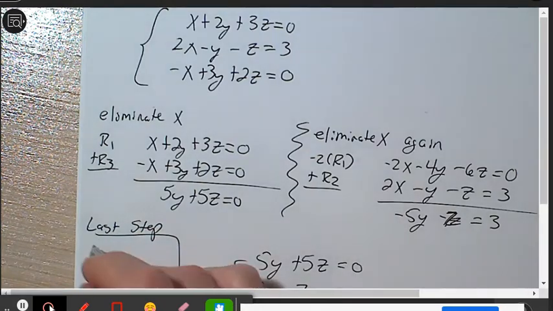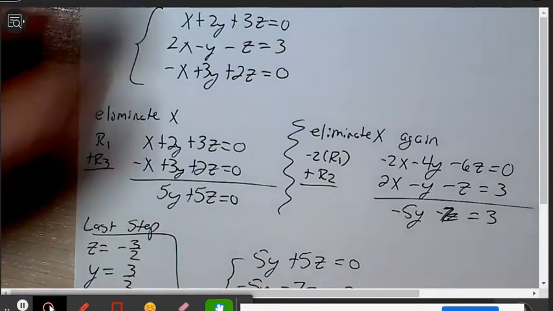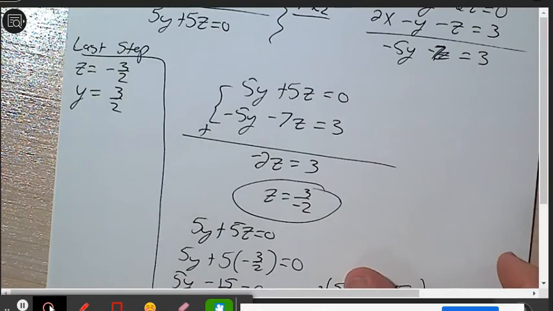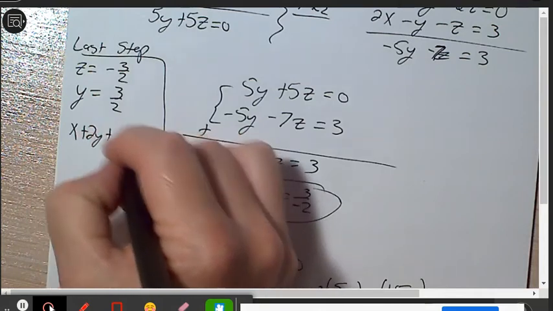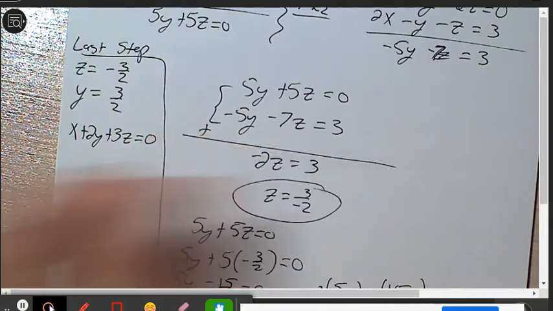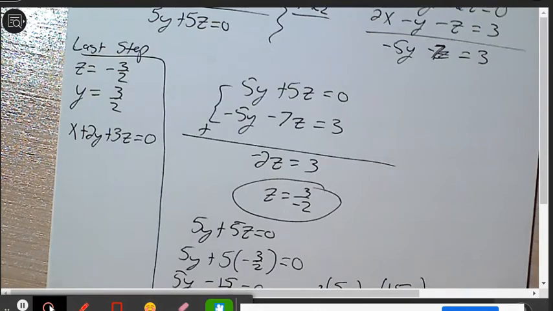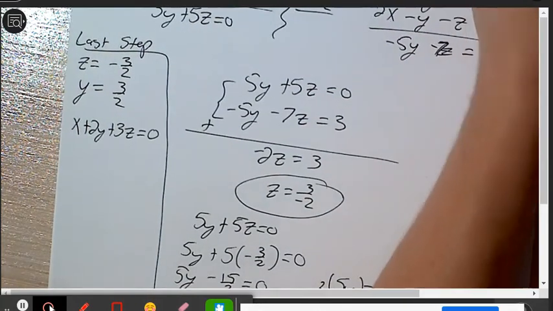We've got that z is equal to negative 3 over 2. y is equal to 3 over 2. And we're going to plug that into any of the equations. They're all going to have fractions in them no matter what we do. I'm just going to go with the last equation. But again, it doesn't matter. You just pick one equation that you have and just start plugging it in to see what you can come up with.